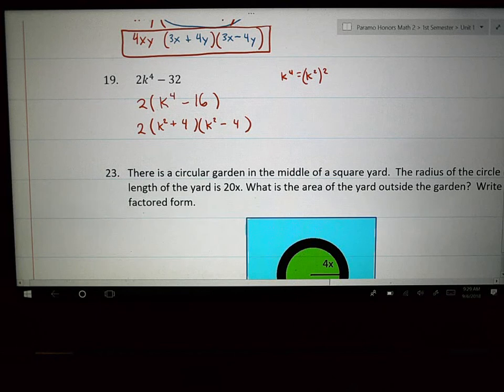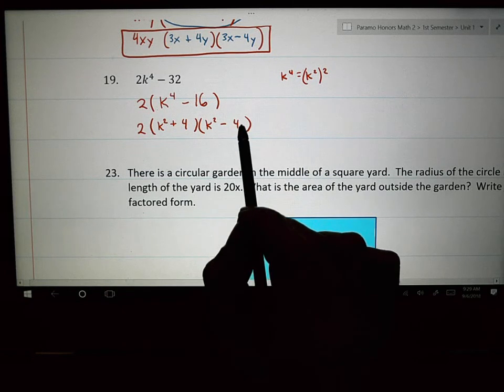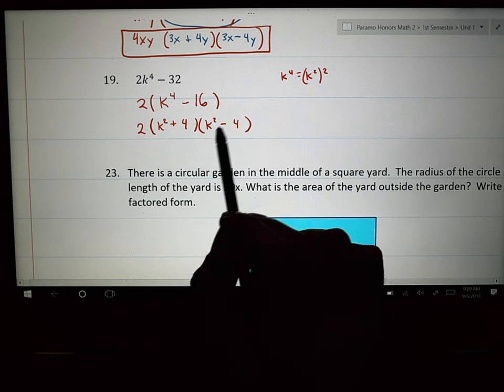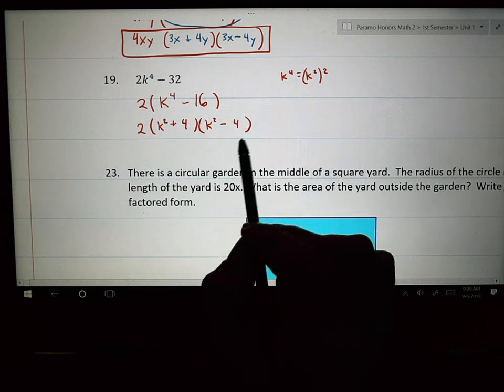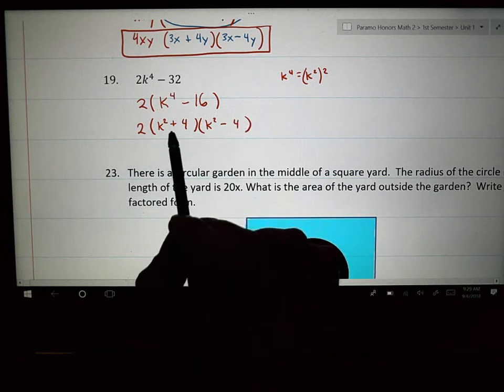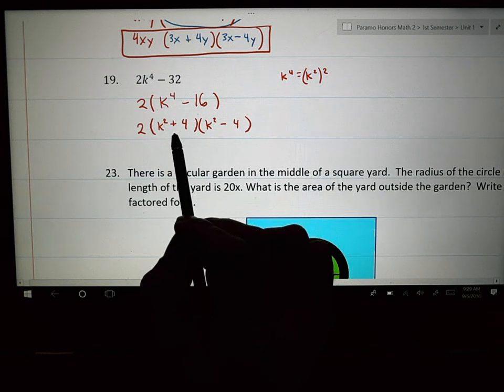Have I factored it completely? No. Oh, can I keep going? Yes. Is this a difference of squares? Can this piece that I'm pointing at factor further? Yes. Now, what about this piece? Can this piece factor further? No. Is it a difference of squares?